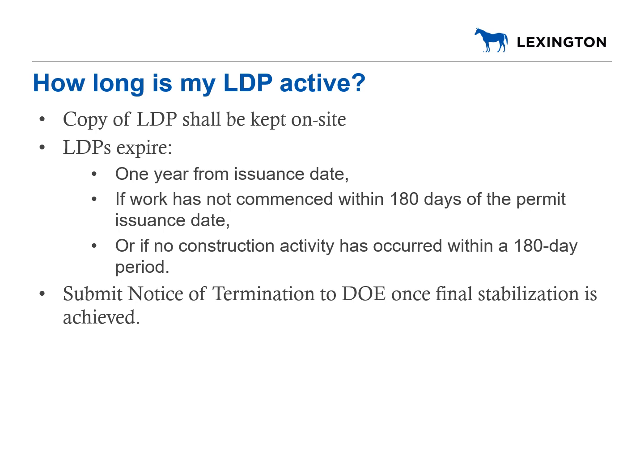Your land disturbance permit expires 1 year from issuance date if work has not commenced within 180 days of the permit issuance date, or if no construction activity has occurred within a 180-day period. You may email the Division of Engineering to renew your permit if the project will not be completed within a year. Once your project has achieved final stabilization, submit a notice of termination to the Division of Engineering and the Division of Water if a KWire 10 was obtained to close out the permit.